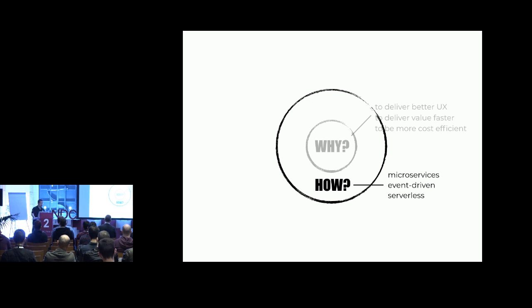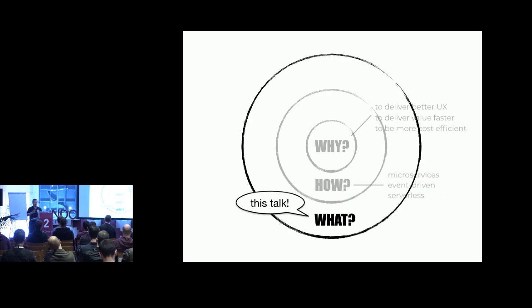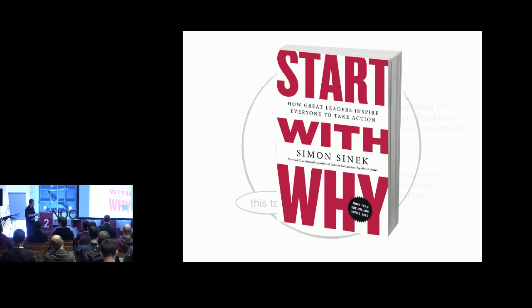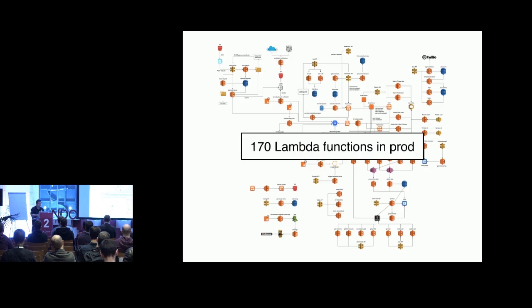So as a company, as a team, we also decided to go serverless first. And this talk is about the what. What do we actually do to get there? You may also recognize this as a golden circle, which Simon Sinek talks about an awful lot. If you haven't read his book yet, I highly recommend it. It's amazing. So by the time the whole transformation finished, we had somewhere around 200 Lambda functions running in production.